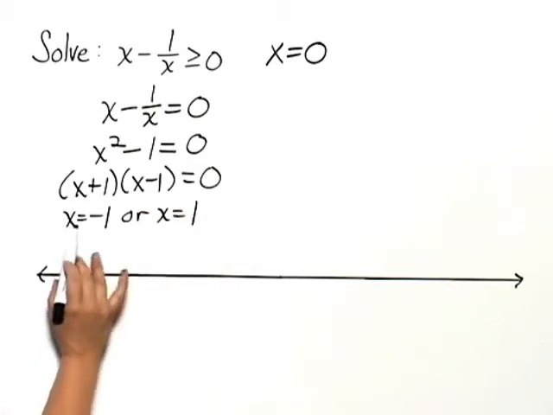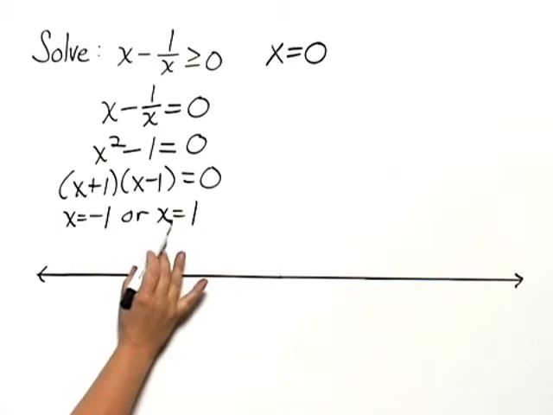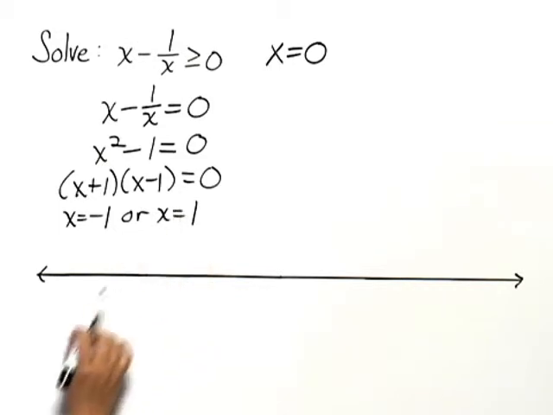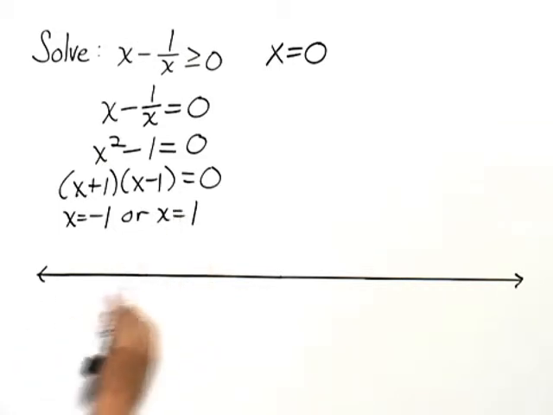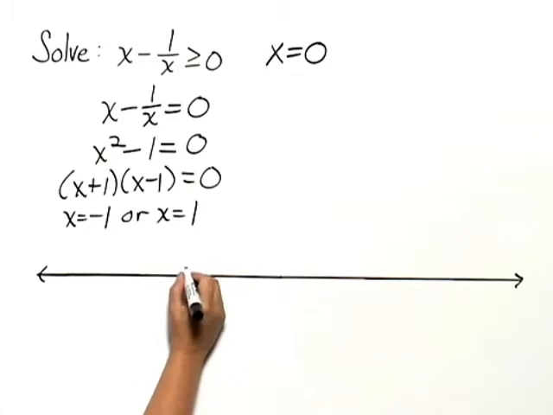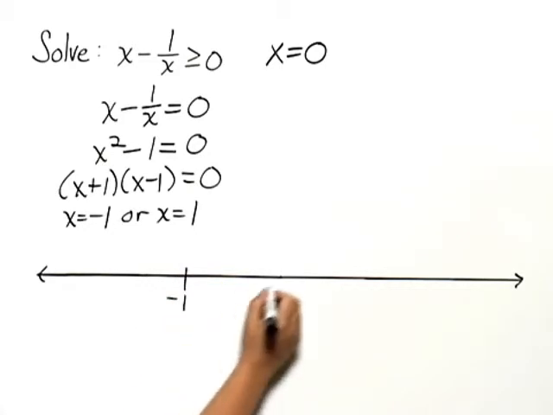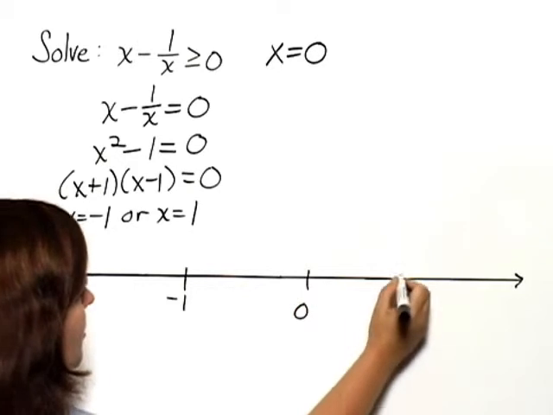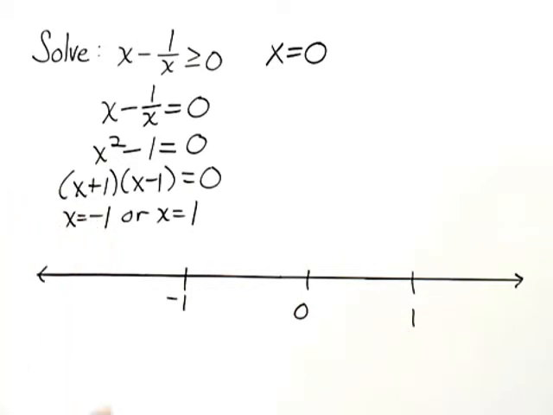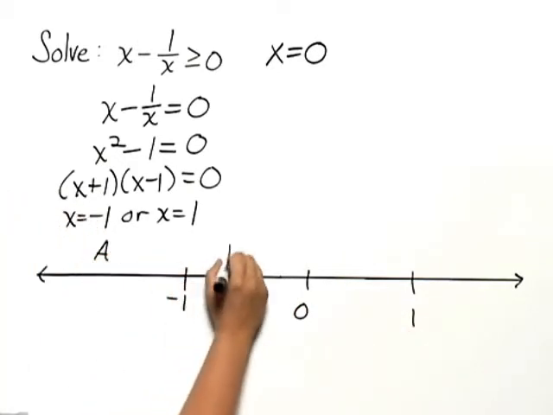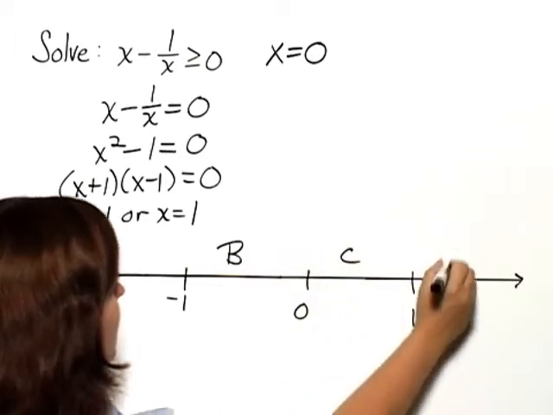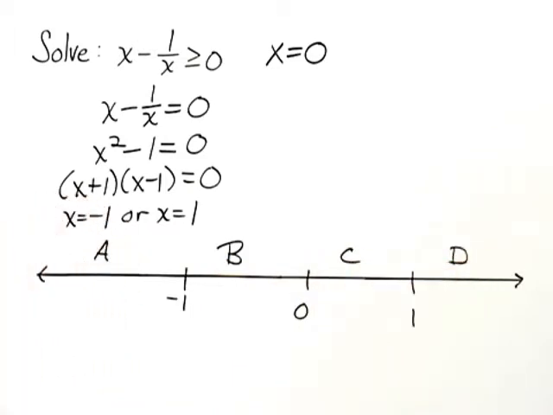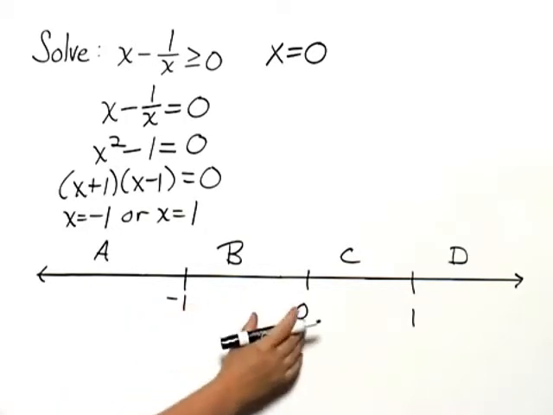So really, from here, we have two x values. And from our discussion up at the top, we have one x value. So this number line is broken into four intervals by the negative 1, the 0, and the 1. And we can label these intervals if we want, A, B, C, and D. Now, under each of these, we want to find out whether x minus 1 over x is greater than or equal to 0 is true in each interval.